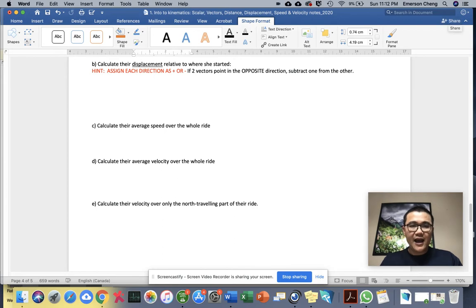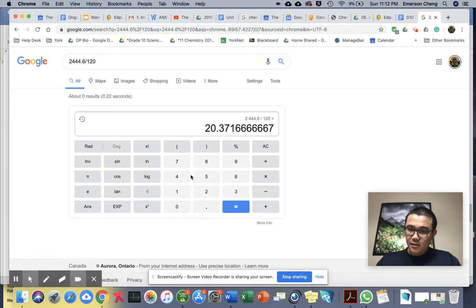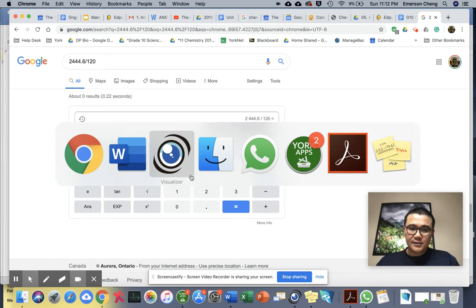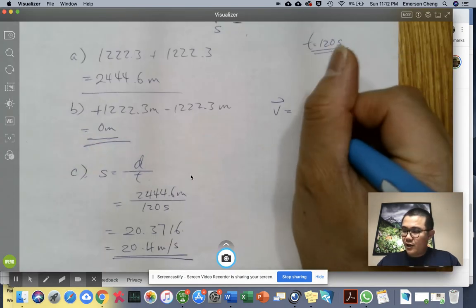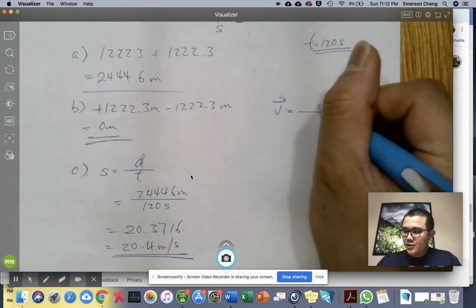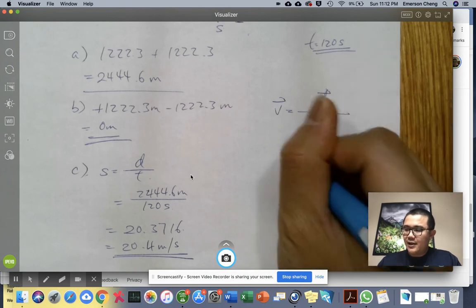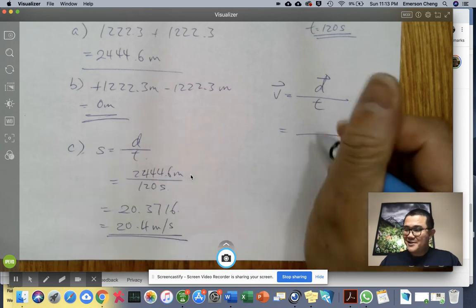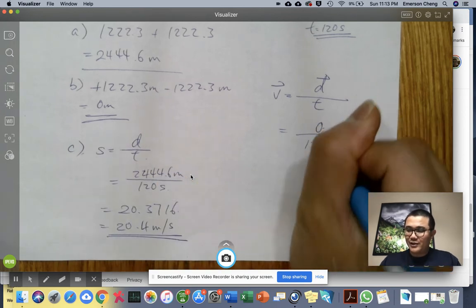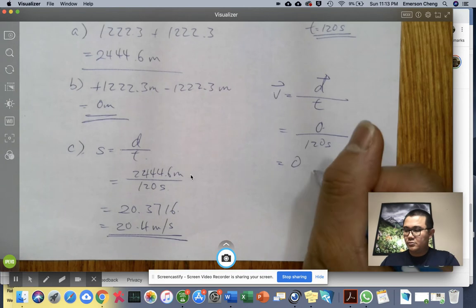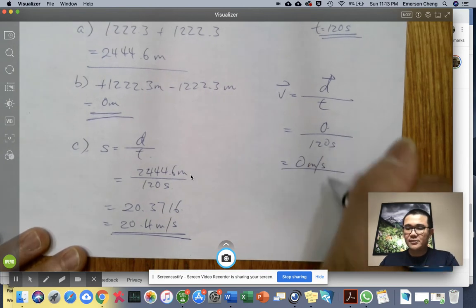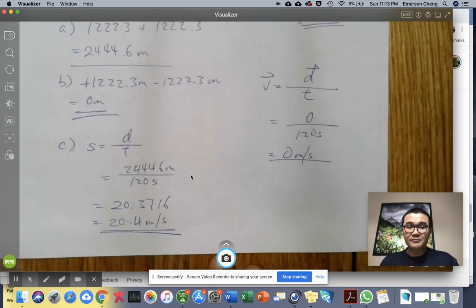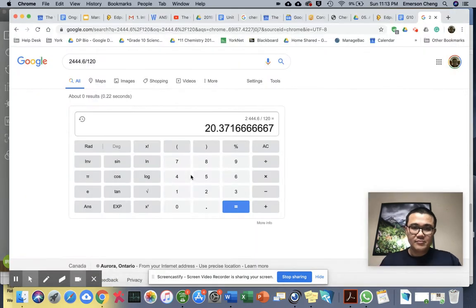D: calculate the average velocity over the whole ride. Now, this one is simple. Your displacement divided by time, but since the displacement was 0, 0 divided by 120 is just 0 meters per second. That's the velocity.